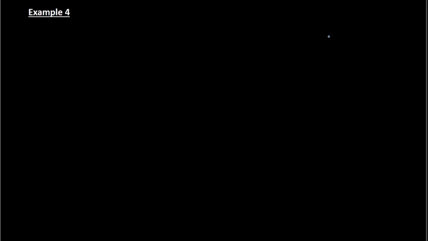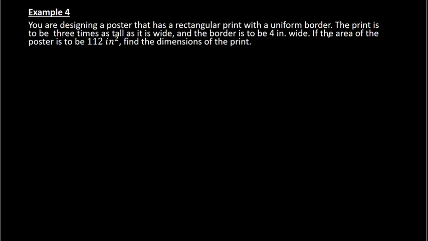Example 4. This one is more difficult. It says you are designing a poster that has a rectangular print with a uniform border. The print is to be 3 times as tall as it is wide, and the border is to be 4 inches wide. If the area of the poster is to be 112 square inches, find the dimensions of the print.